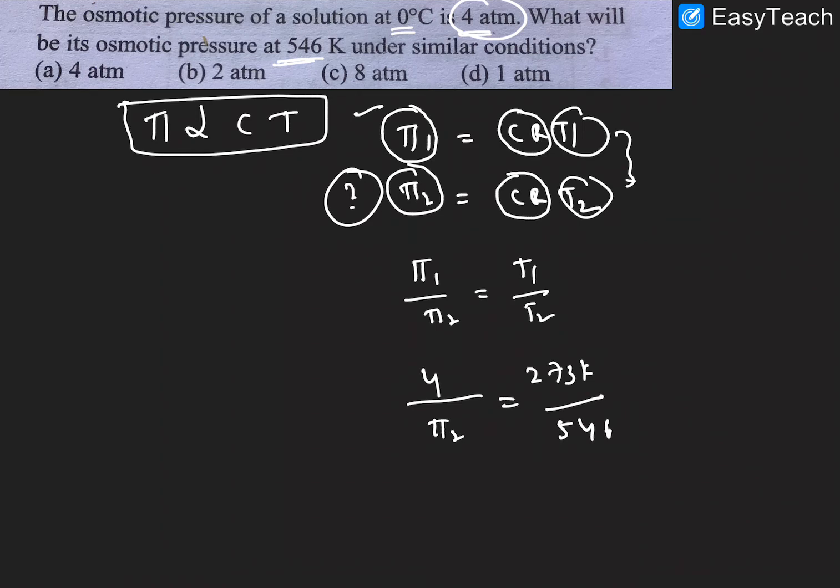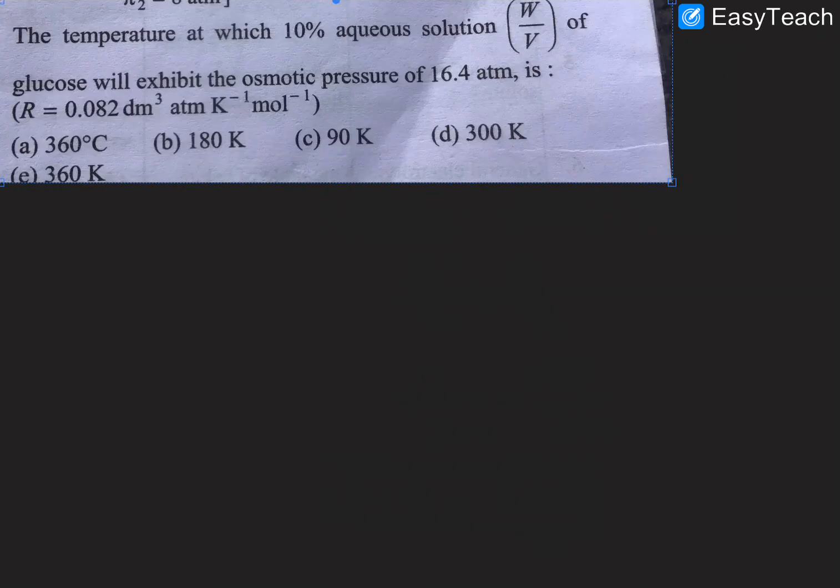At 546 Kelvin temperature, what is the answer here? Pi is equal to 8 atm pressure. So this is the resultant pressure whenever the temperature is rising. So I hope it is clear. Right, one more model here.